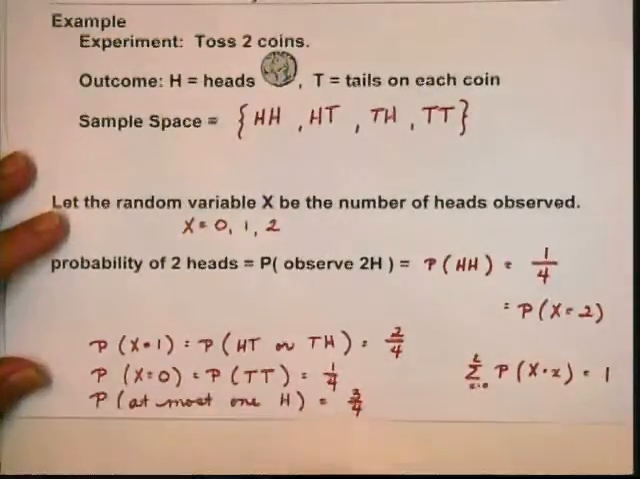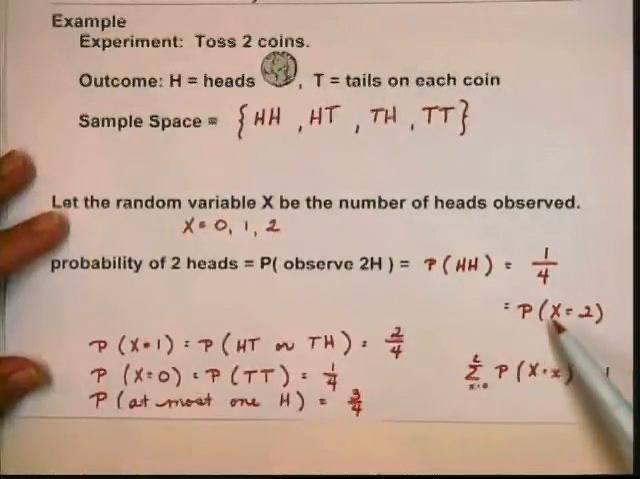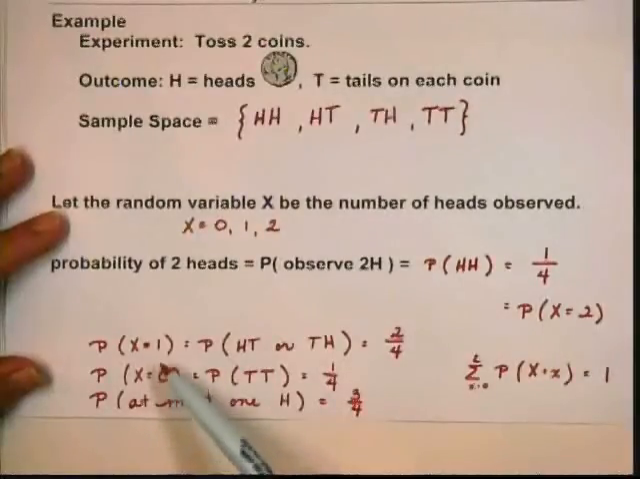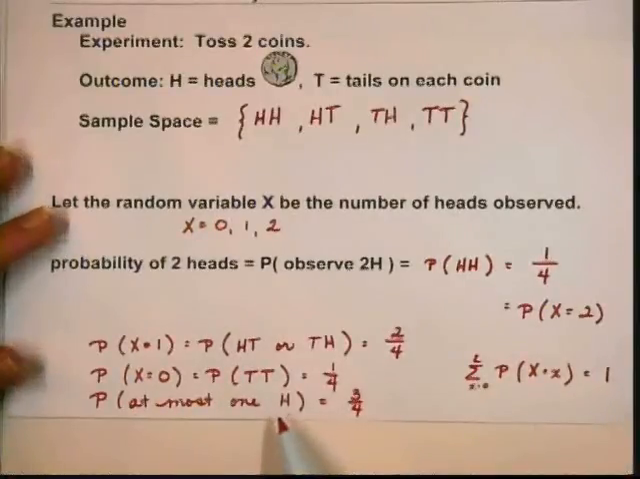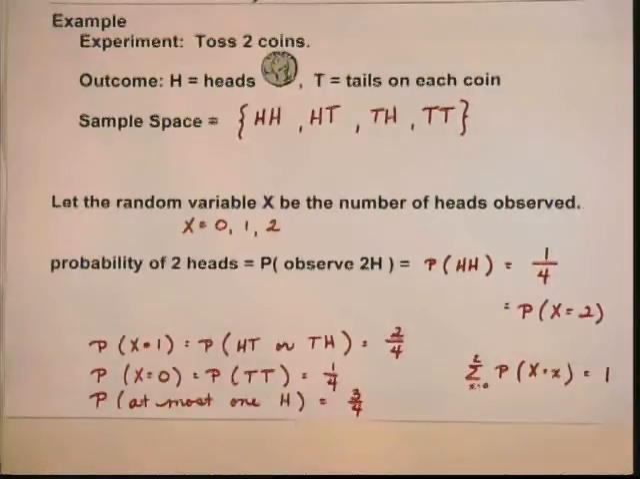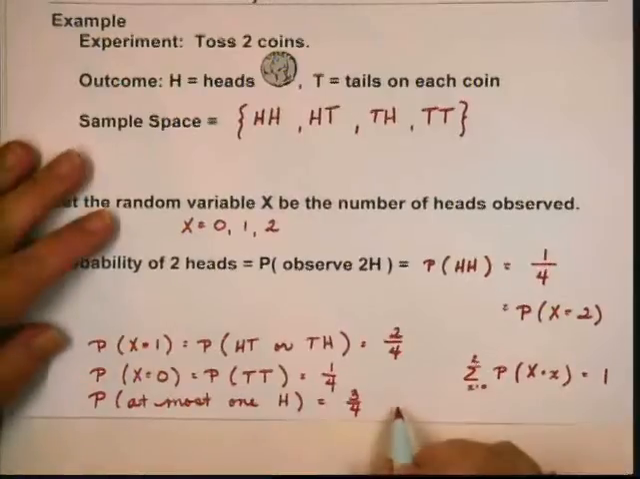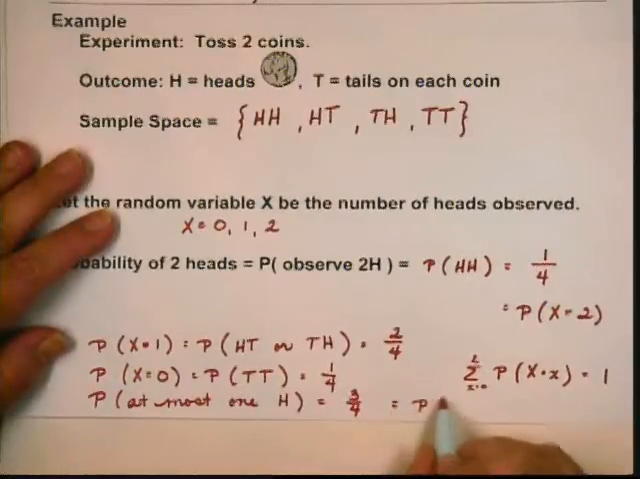The actual values that you sum up across the values of x here, x equals these individual values, those probabilities sum to 1. This at most one head is an event. It's the probability of a sample point or some combination of them. In terms of the random variable, we could write this as the probability that x is what?